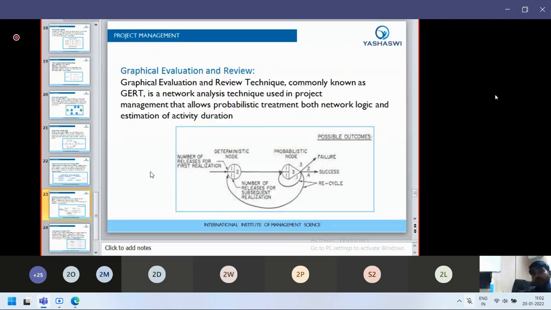What is meant by graphical evaluation and review technique? Whenever it is used in a theoretical paper, it will be easy. Graphical evaluation and review technique is commonly known as GERT. But the main point is the key roles in any graphical evaluation and review technique. Key points, as I said from the start.